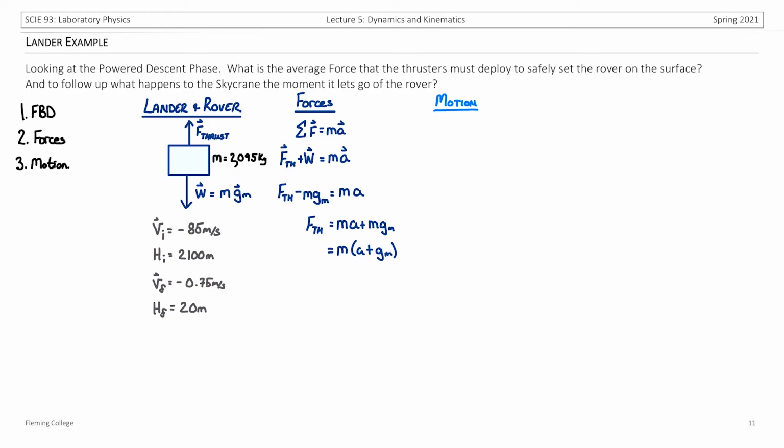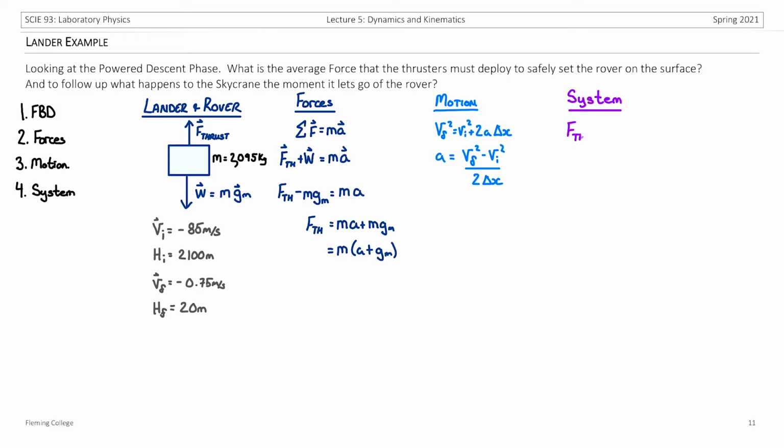So we know an initial velocity, a final velocity. We have two heights, which will give us a displacement, and we're looking for acceleration. Whenever we are considering change in velocity without understanding of time, we can use our velocity final squared is equal to velocity initial squared plus 2 multiplied by acceleration multiplied by displacement. We'll rearrange that for our acceleration. And with that, we're done setting up our motion equation, and we can move on to the system phase.